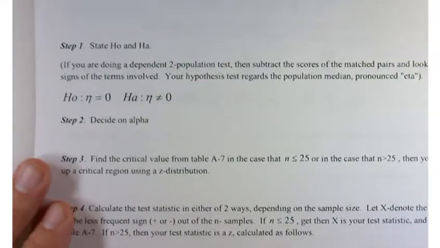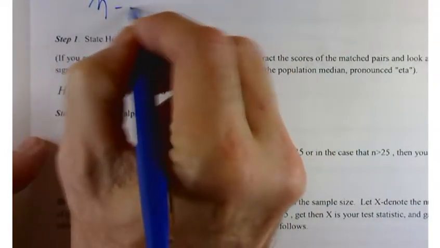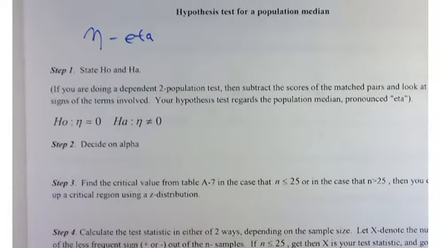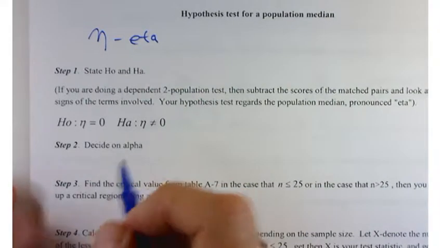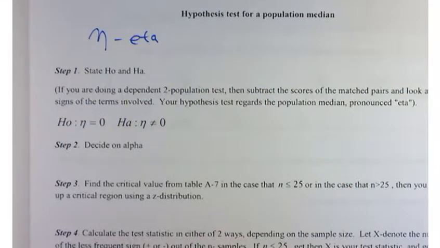So this is the last of our Greek letters that we're going to learn. This one is called eta. So if you play Words with Friends, it's a good word in a pinch because it only has 3 letters, 2 of which are vowels. Eta is the population median.